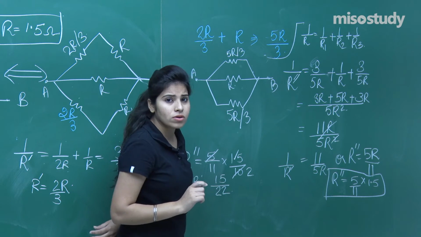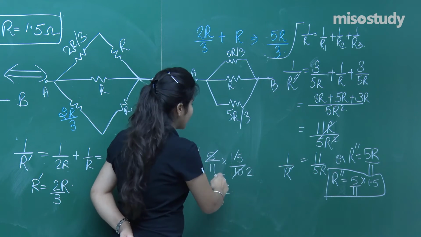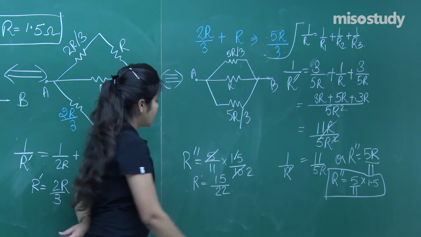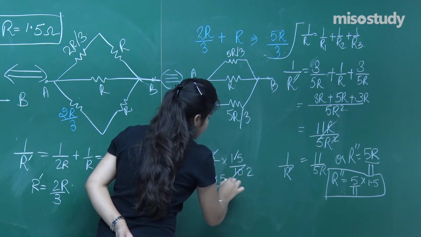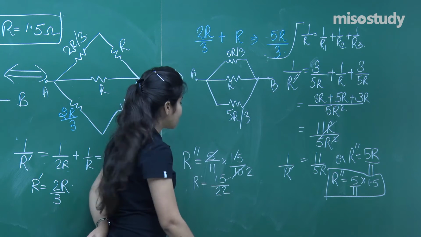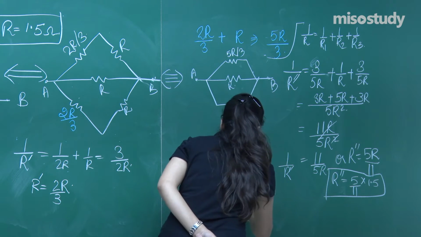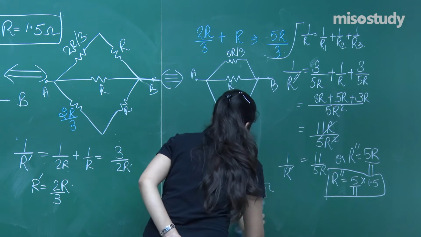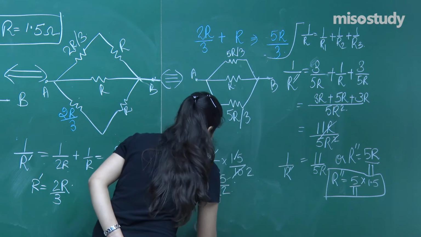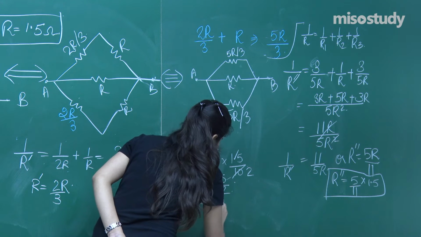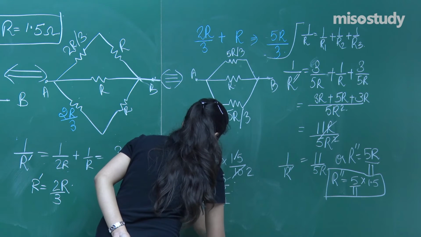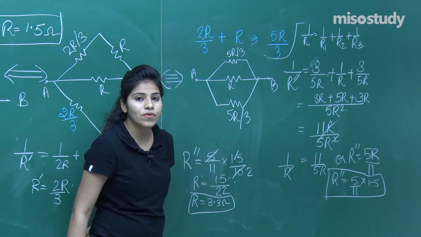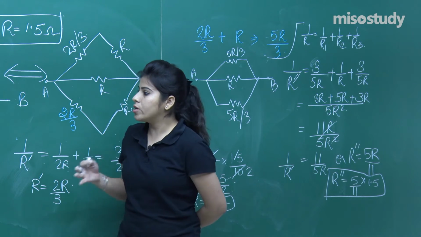Am I right or wrong? We are doing this correctly: 5 by 11 into 1.5, and you can represent this 1.5 as 15 by 10. So you have 5 2s are 10. So 15 upon 22, and so you have your answer as, let me just write over here, 3.3 ohm. If you solve it, you will see that your value came out to be 3.3 ohm.